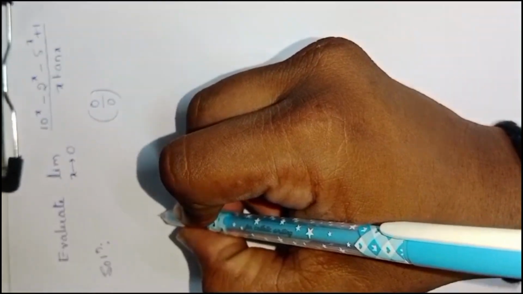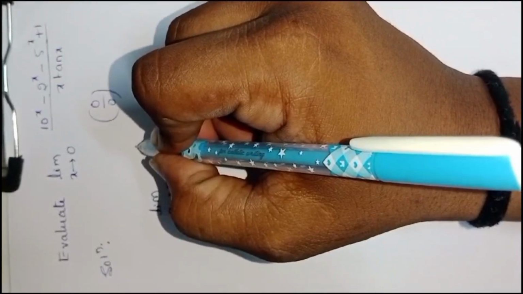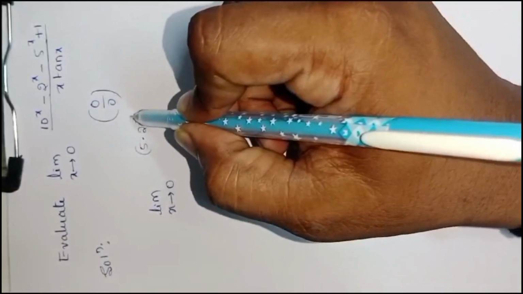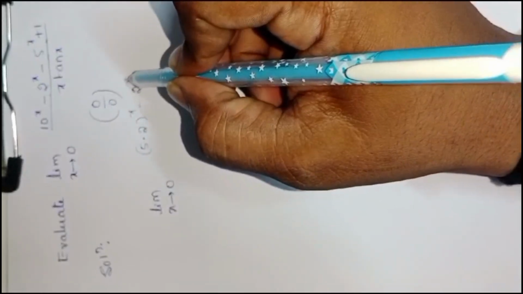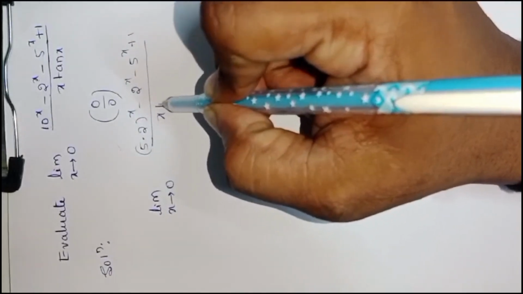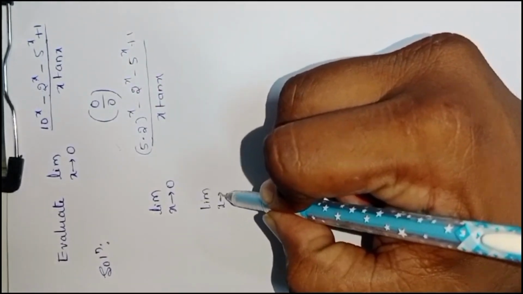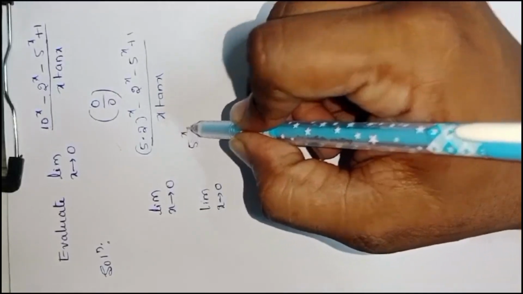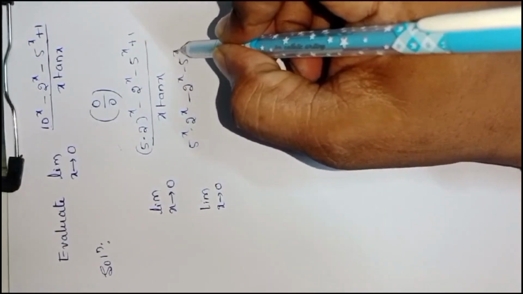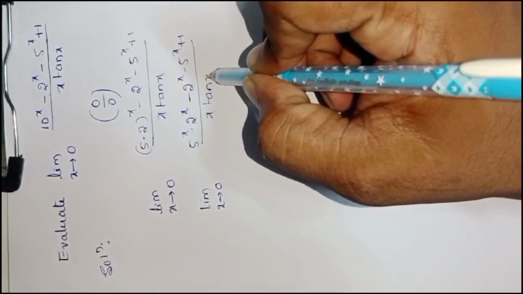So the limit as x tends to 0. There is a 10 raised to x, so I will write it as (5 into 2) whole raised to x, minus 2 raised to x, minus 5 raised to x, plus 1, divided by x into tan x. After this, I make it 5 raised to x into 2 raised to x, minus 2 raised to x, minus 5 raised to x, plus 1, divided by x into tan x.